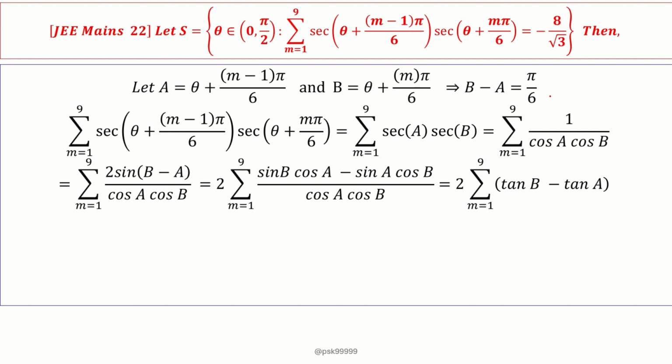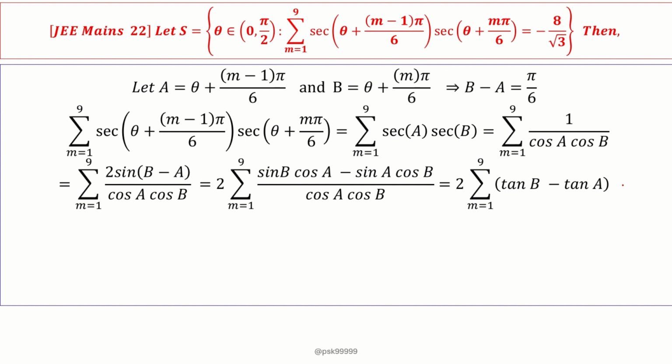Now I can expand it easily. Sin(B minus A), I'm expanding it. 2 I took outside the sigma, and sin(B minus A) is nothing but sin B cos A minus sin A cos B divided by cos A cos B, which is equal to 2 times sigma of tan B minus tan A.